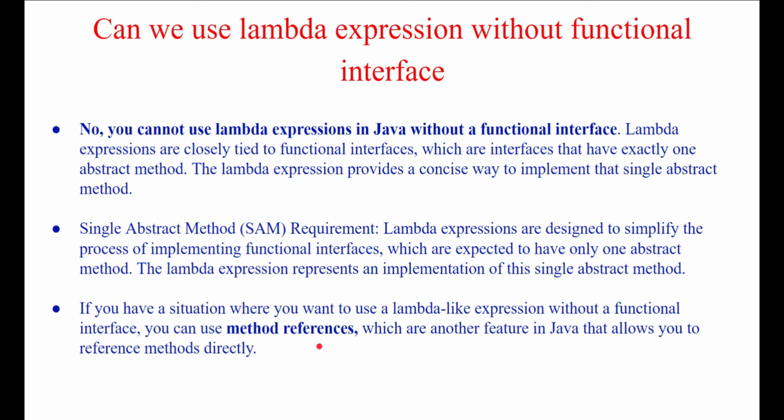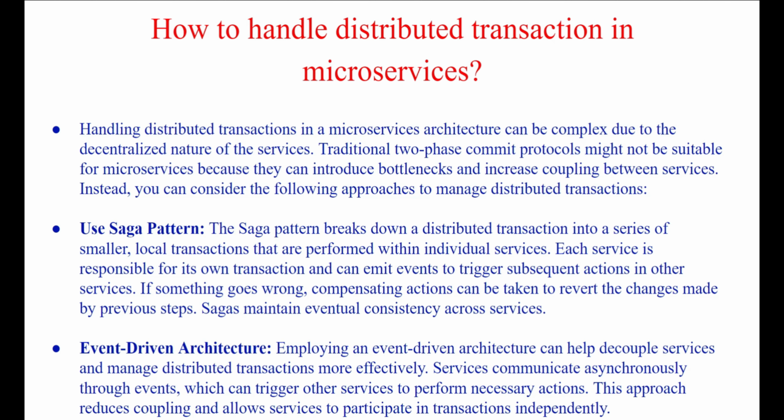Now, if you have a situation where you want lambda-like expressions, but no functional interface is there, you can use method references. But again, I'll say method reference is a completely different feature of Java 8. It is used to refer to a method of a class using the two colons. In a real case, if you do not have a functional interface at all and you just need to refer to a method, go for method references. But again, the question was, can you use a lambda expression without a functional interface? The answer is no.